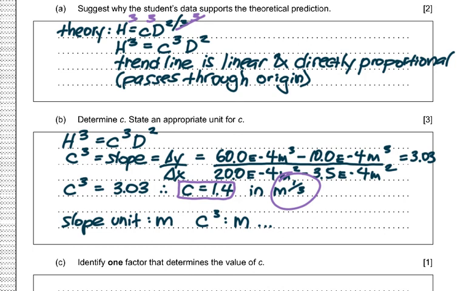Again, I rushed through the slope calculation units, so just as a reminder: when you are dividing exponents, you subtract the exponents. So meters to the third divided by meters squared, that would be 3 minus 2. That's where I'm getting the meters from for c to the third.